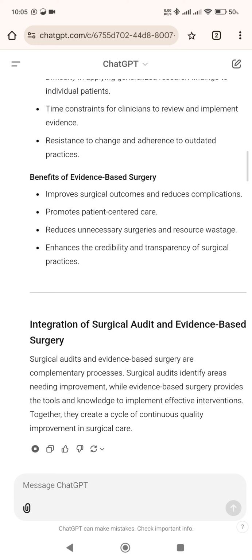Integration of surgical audit and evidence-based surgery. Surgical audits and evidence-based surgery are complementary processes. Surgical audits identify areas needing improvement, while evidence-based surgery provides the tools and knowledge to implement effective interventions. Together, they create a cycle of continuous quality improvement in surgical care.